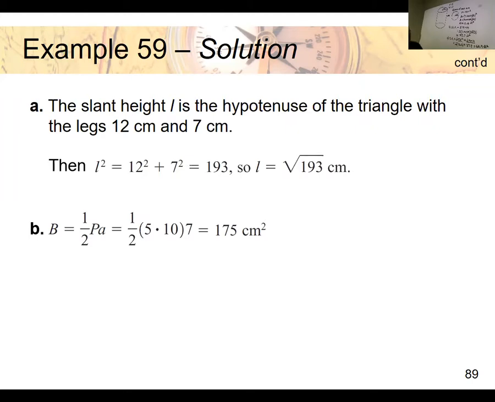And then the lateral surface area of that pyramid, this is part C, that's 1/2 the perimeter times the slant height. So that's 1/2 the perimeter, 5 times 10, times the square root of 193. This will give you approximately 347.3 square centimeters. What they could have done here, since you'll have to do 1/2 of 5 times 10, that's 50. Half of 50 is 25. And then times the square root of 193 will give you this.